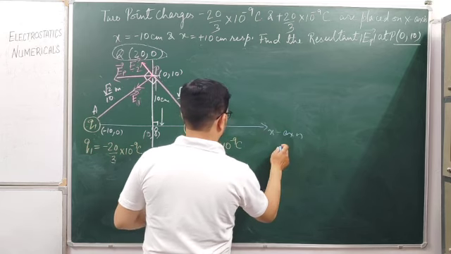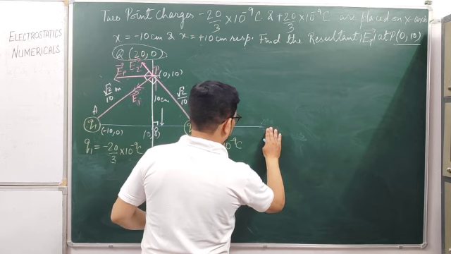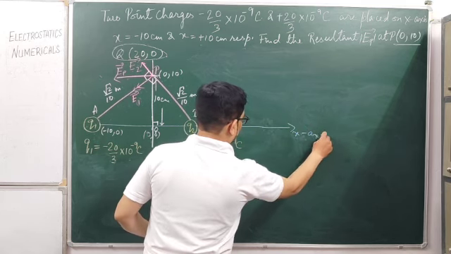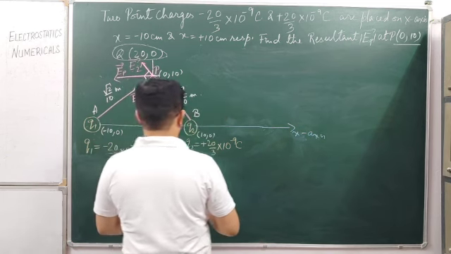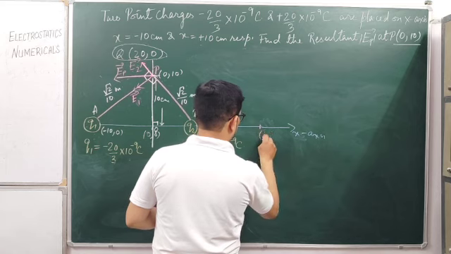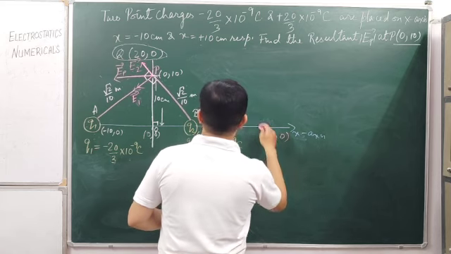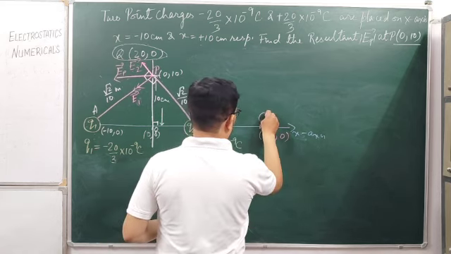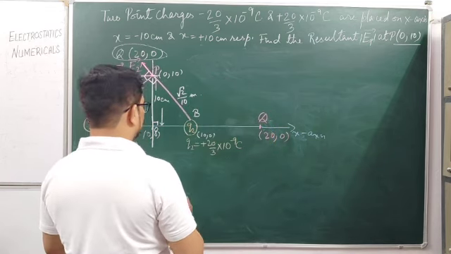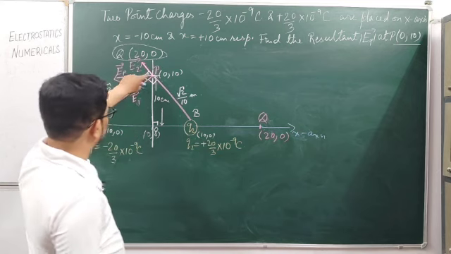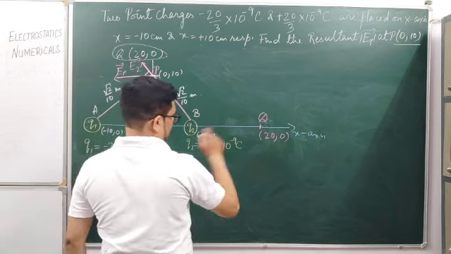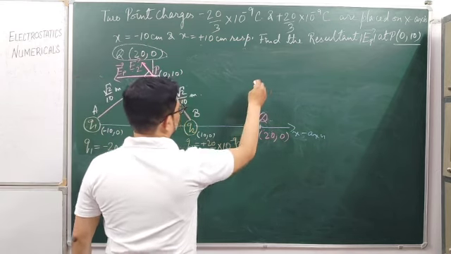Suppose this is the x-axis, and this is 10. Let's extend the x-axis more here, and suppose here is the point we are interested in, with coordinates 20, 0. In the question, this point is denoted by Q. So we are interested in finding the net electric field at Q. Earlier we found the net electric field at P. Now this is the axial position, so let us indicate it first.